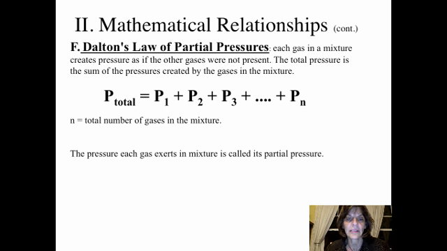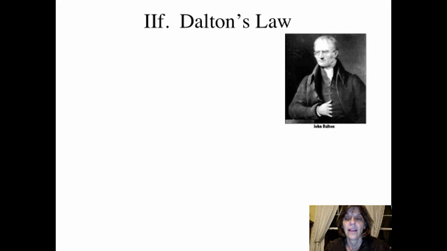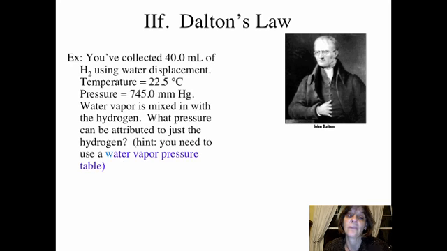The total pressure is the sum of the pressures created by gases in the mixture. So whatever gases you have, say in air you have oxygen, nitrogen, carbon dioxide, etc., the pressure from each of those adds up to get the total. The pressure each gas exerts is called its partial pressure. And this comes from John Dalton of atomic theory fame. He studied meteorology, so he was very interested in the atmosphere.